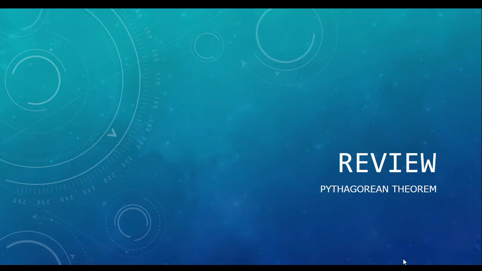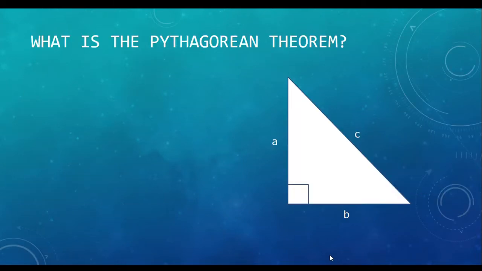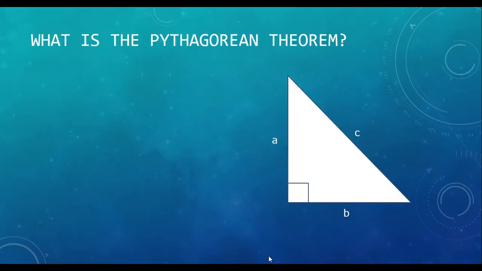So we're going to go over one of the last things that we covered in class, and that was Pythagorean theorem. So what is the Pythagorean theorem? Everyone should have said a squared plus b squared equals c squared. We've heard it so many times for so many years now. Hopefully that's ingrained in your memory.